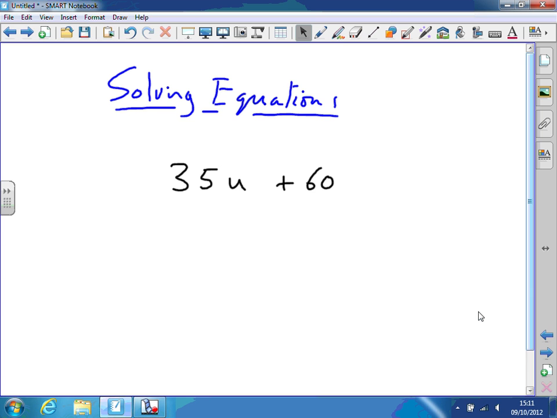Right, let's look at solving equations for a while, okay? Here is an expression, 35u plus 60. This is an algebraic expression. And it could be something where, say, u could stand for units of electricity.